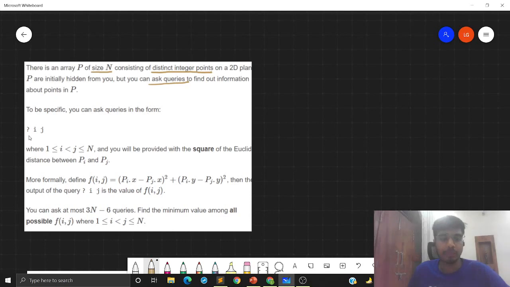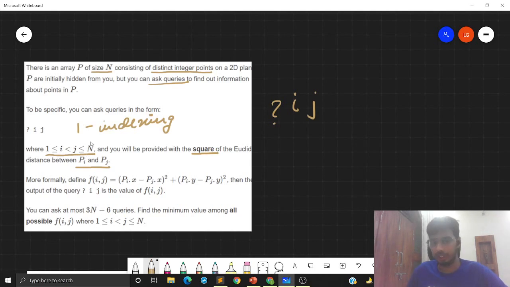So what are those queries? To be specific, we can ask queries in the form of question i, j, and it will return the square of the Euclidean distance between the ith point and the jth point. Also note that i and j should be between 1 and n, which means we are following one indexing in this problem, and i should be strictly less than j. So we should be asking queries about distinct points.